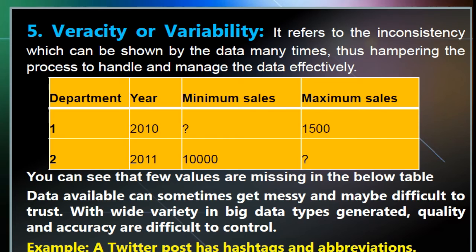Veracity or variability. It refers to the inconsistency which can be shown by the data many times, thus hampering the process to handle and manage the data effectively. So you can see a few values are missing in the below table. Data availability sometimes gets messy and may be difficult to trust. So with the wide variety of big data types generated, quality and accuracy are difficult to control.